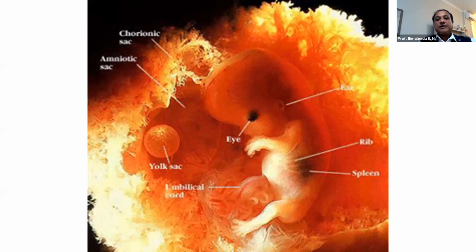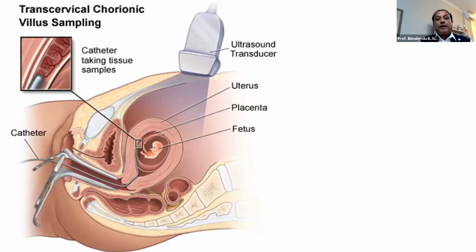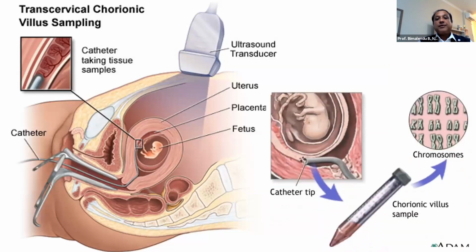And you can see the chorionic sac and the amniotic sac. The chorionic sac has very prolific cells, and you don't have to go deeper. For amniocentesis, you have to collect samples from the amniotic cavity, whereas here you can collect your samples from the chorion. Similarly, you need transcervical sampling with an ultrasound transducer.